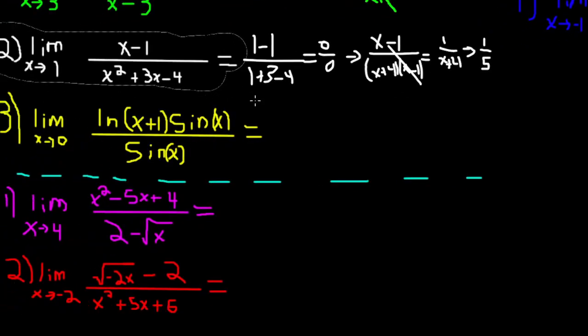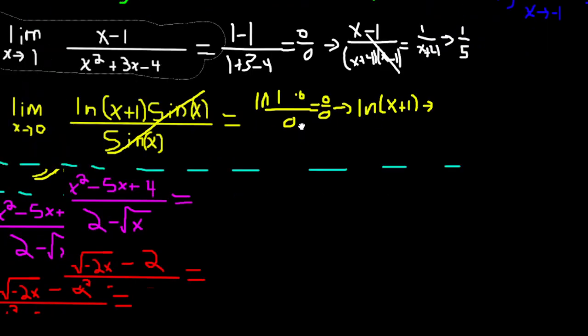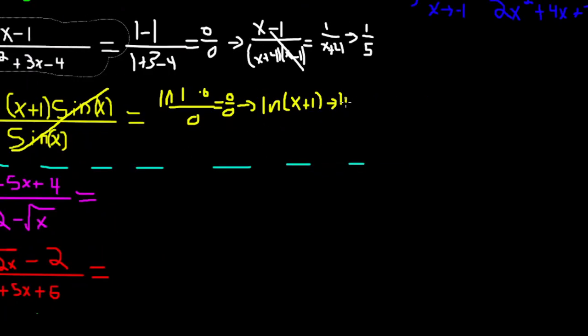All right, here, as x approaches 0, we get natural log of 1 times 0 divided by 0, because sine of 0 is 0. And we've got 0 over 0 again. Jeez. Oh, actually, hang on. These two cancel out right away. It's easy. So we're just going to do natural log of x plus 1. And plug in our 0, and we get natural log of 1, which is 0.